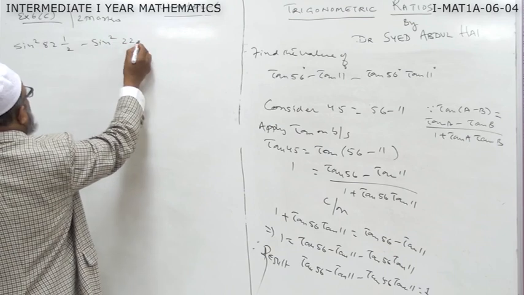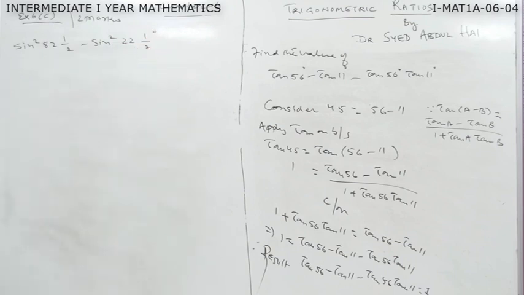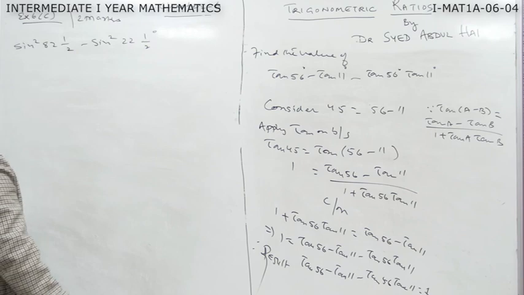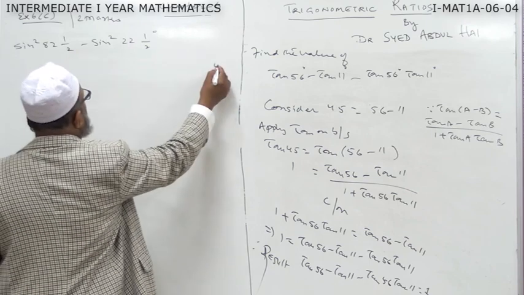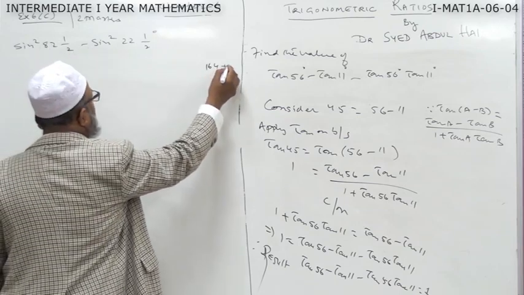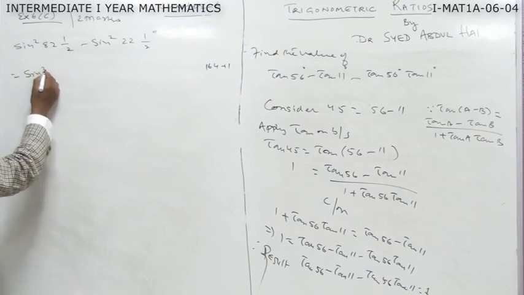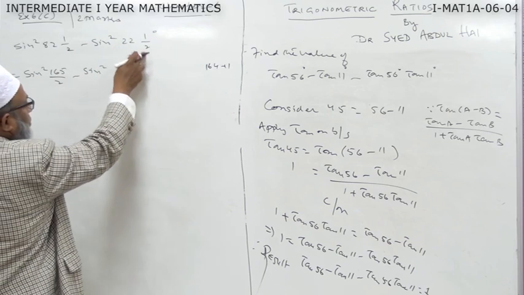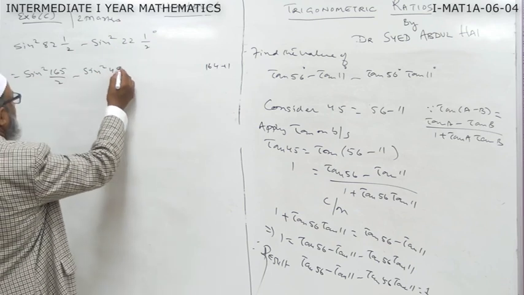Minus sin square 82 and a half minus sin square 22 and a half degree. This is also a very important question. Convert this mixed fraction into a fraction. 82 and a half is 165 by 2, which gives me sin square 165 by 2 minus sin square 22 and a half, which is 45 by 2.